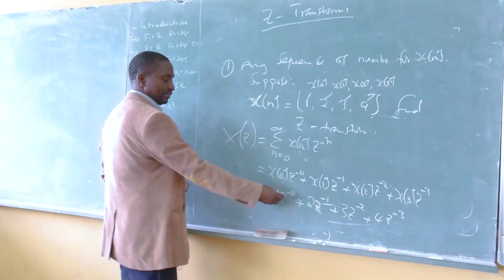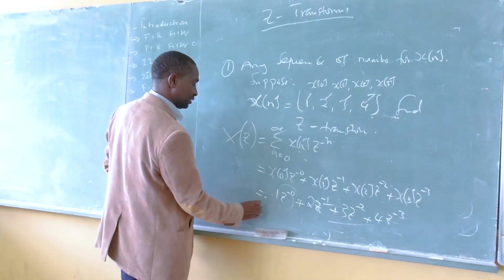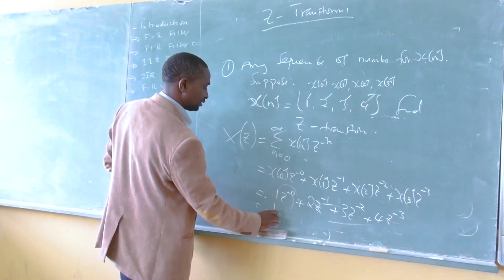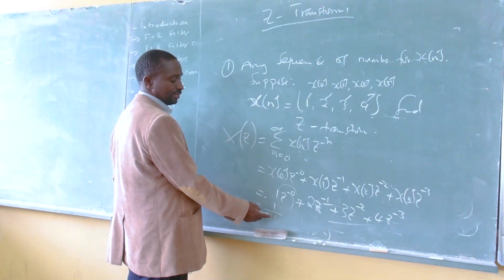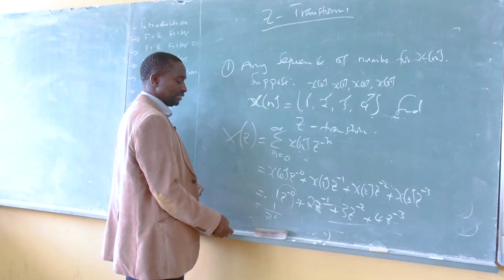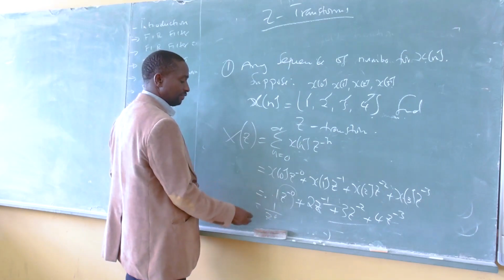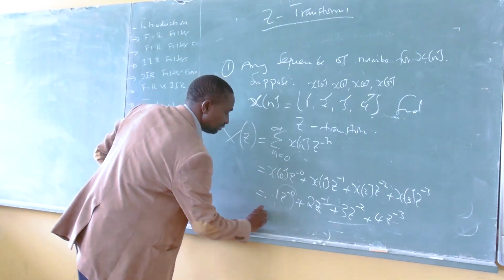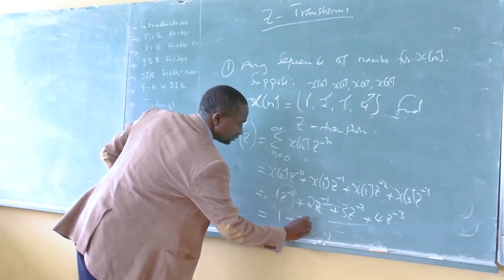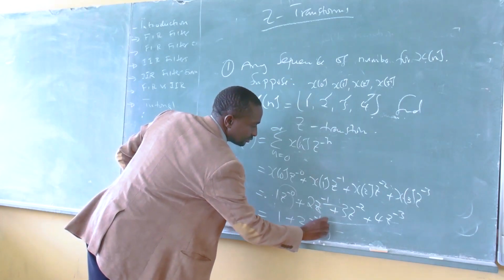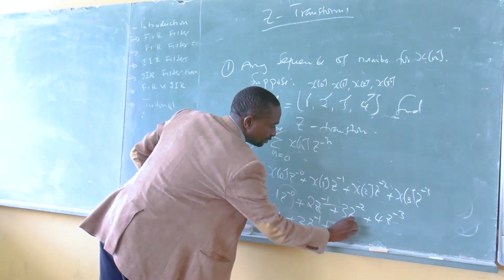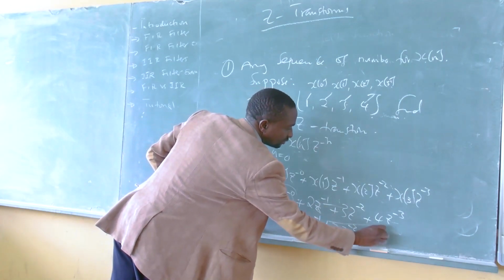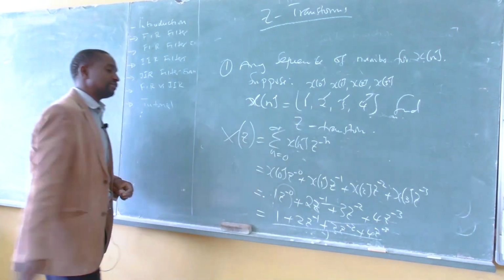Now, we know that this part here can also be written as 1 over z to the power 0, and z to any number to the power 0 is simply a 1. So the first term therefore reduces to nothing but simply 1 plus 2z to the power minus 1, 3z to the power minus 2 plus 4z to the power minus 3 as your final answer.